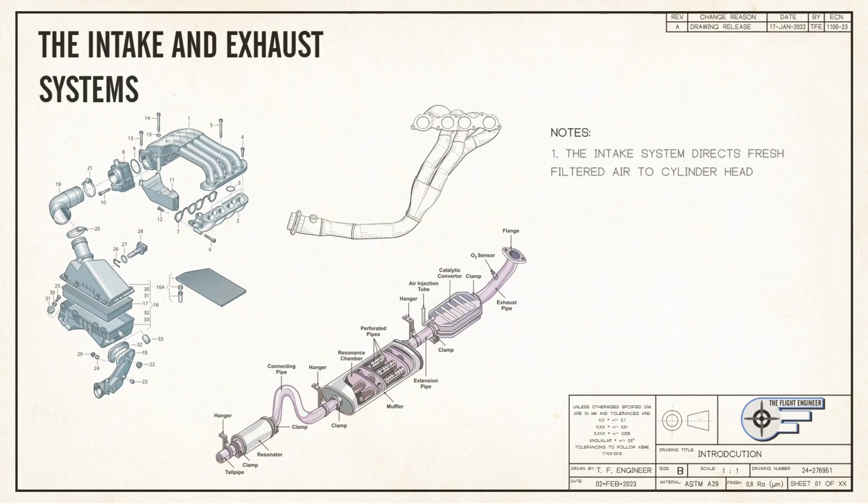The intake system filters ambient air from around the engine and directs it into the cylinders. In many cases, it will also play a role in the fuel system. The exhaust system is designed to remove burnt gases from the cylinder head and direct them away from the vehicle.